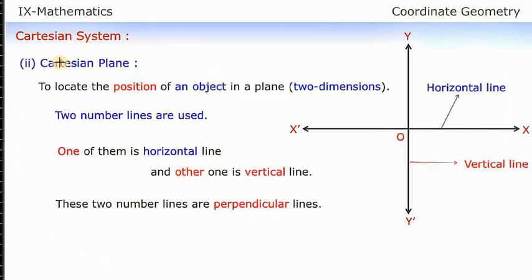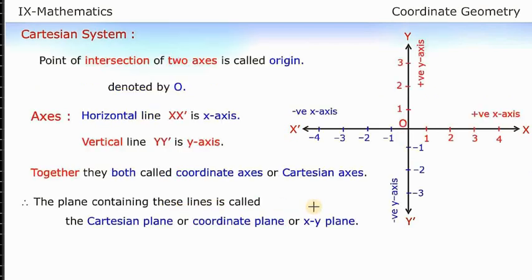Now we come to the Cartesian system. In the Cartesian plane, to locate the position of an object in the plane, two number lines are used. We have already seen one number line. Now we use two number lines to make a Cartesian plane. The two number lines are perpendicular to each other. Here this horizontal line is called the x-axis. The vertical line is called the y-axis. One of them is a horizontal line and the other is a vertical line. These two number lines are perpendicular lines.